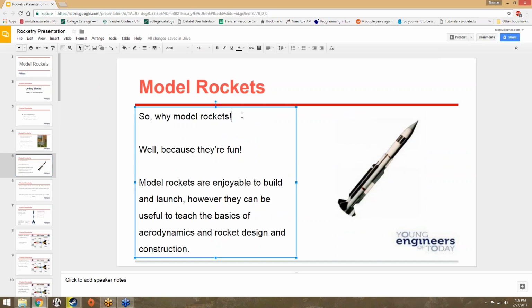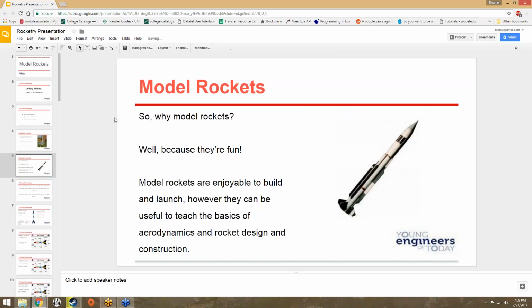So why model rockets? Well, because they're fun. I mean, it is pretty cool to have model rockets and launch them. Model rockets are enjoyable to build and launch. However, they can be useful to teach the basics of aerodynamics. Yeah, technically. Is it though?